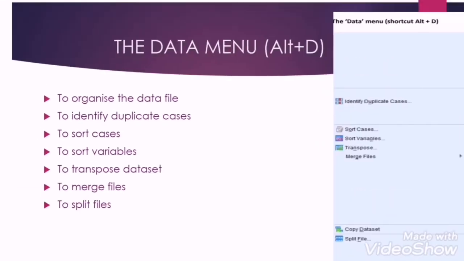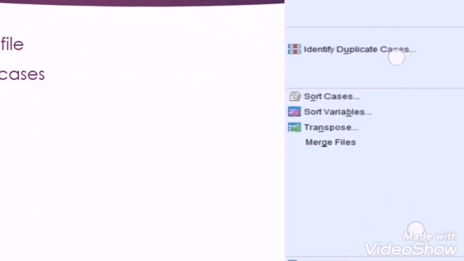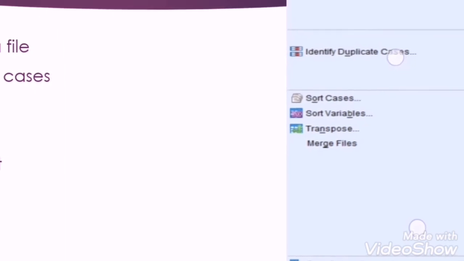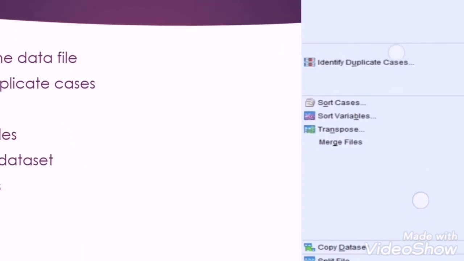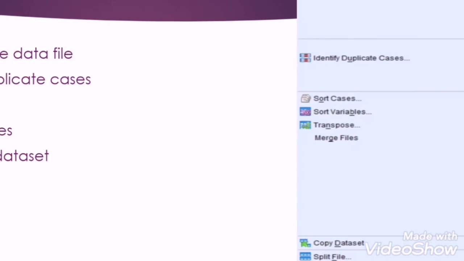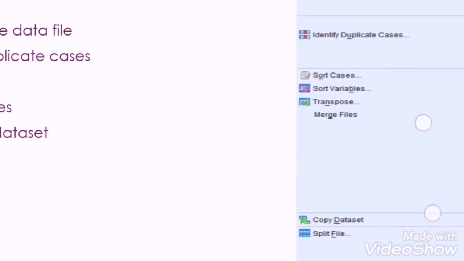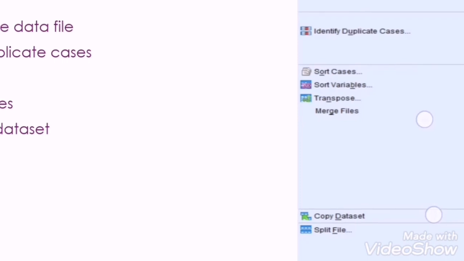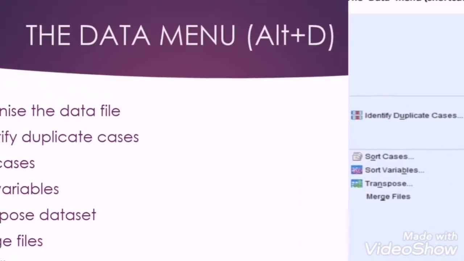Then merge files. This option is used to merge different data sets. Then split file. Split file is used to separate our data into groups for analysis. We can also use this menu to create an identical version of our file with copy data set.